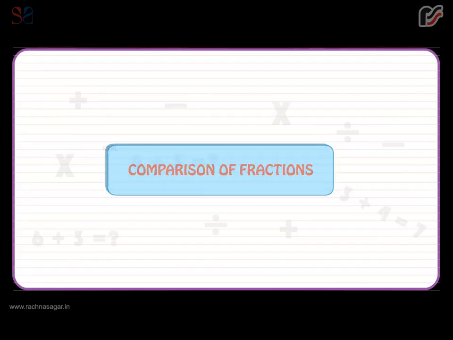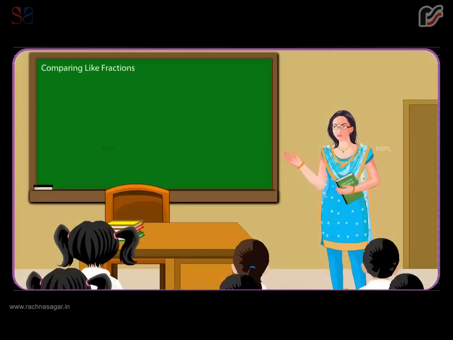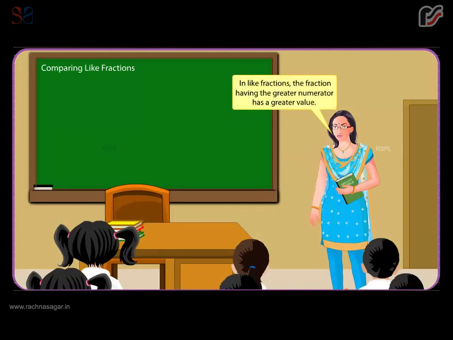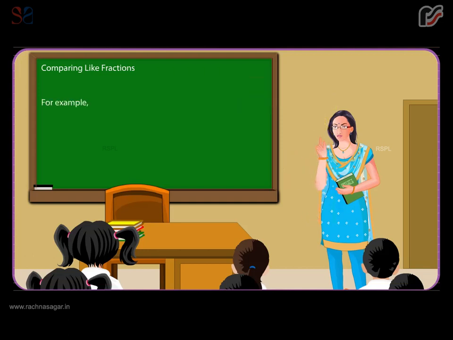Comparison of fractions. Comparing like fractions. Comparison of like fractions is very easy. In like fractions, the fraction having the greater numerator has a greater value. For example, 3 by 5 is less than 6 by 5, because numerator 3 is smaller than 6.